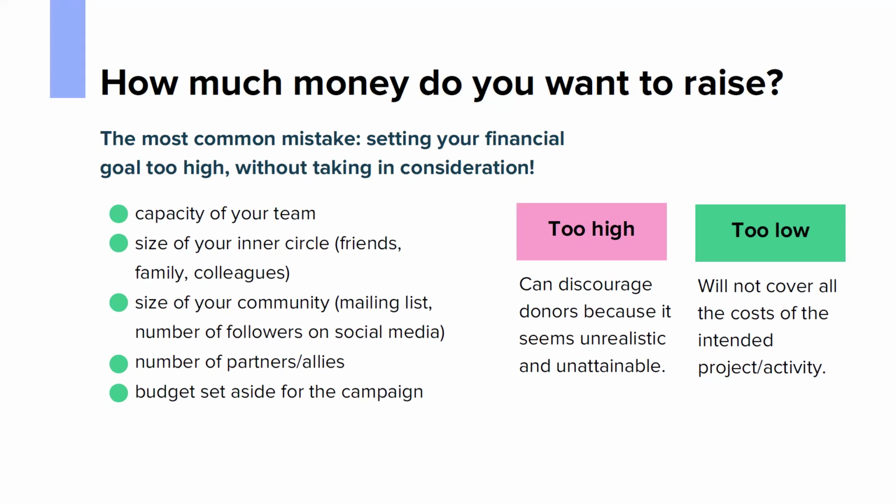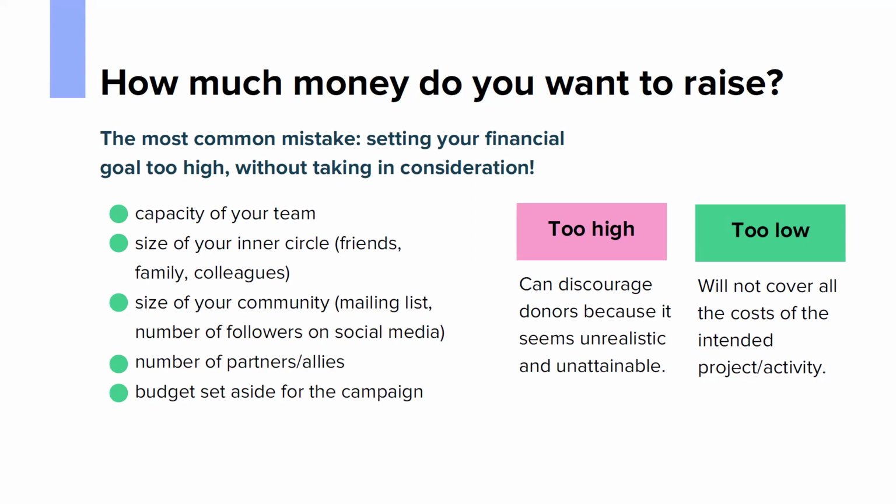And the fifth factor is budget assigned to the campaign. Do you have any budget for the preparation and implementation of your campaign? How much money do you want to invest in preparation and implementation? Do you want to have some experts joining your campaign, some videographer who will do your video? Do you want to have some communication person who will help you with communications, etc.? Be careful that your financial goal is not too high or too low.